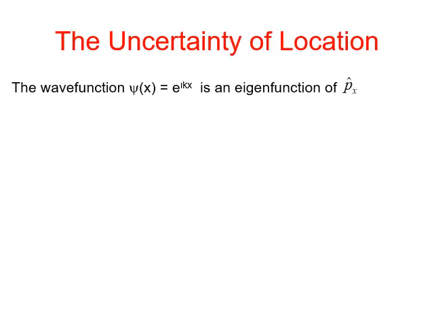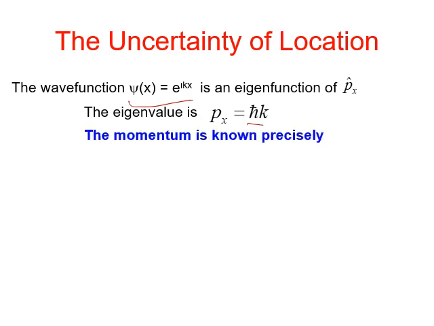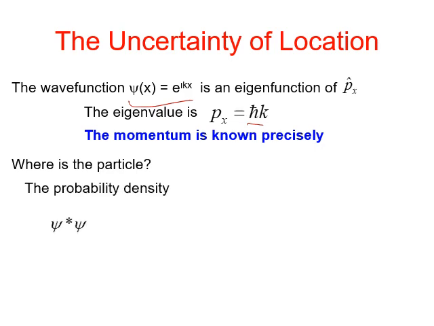You should remember that this wave function is an eigenfunction of momentum, and the eigenvalue is h bar times k. That means that we know the momentum precisely, which is h bar times k. But where is the particle? What's the location of this particle? To find the location, we calculate the probability at a particular position. The probability is calculated by the wave function squared. This is a complex number, so we use the conjugate times the wave function. The conjugate is e to the negative ikx.